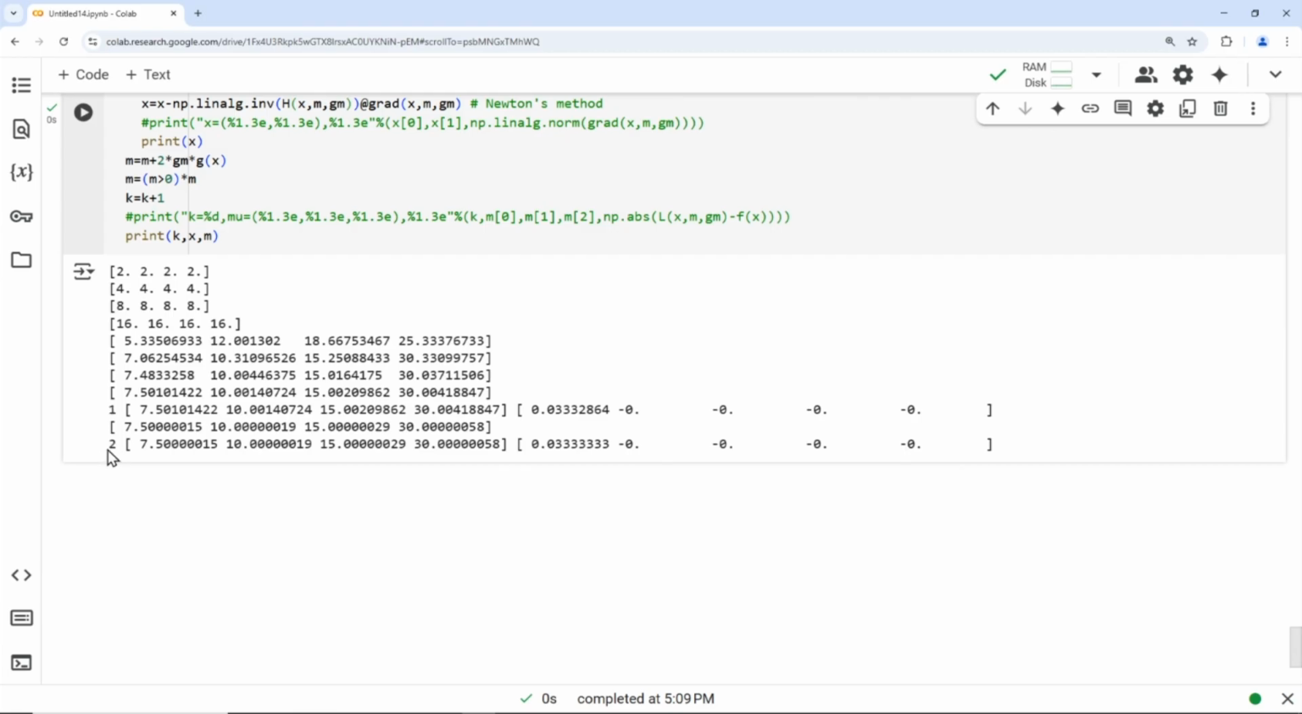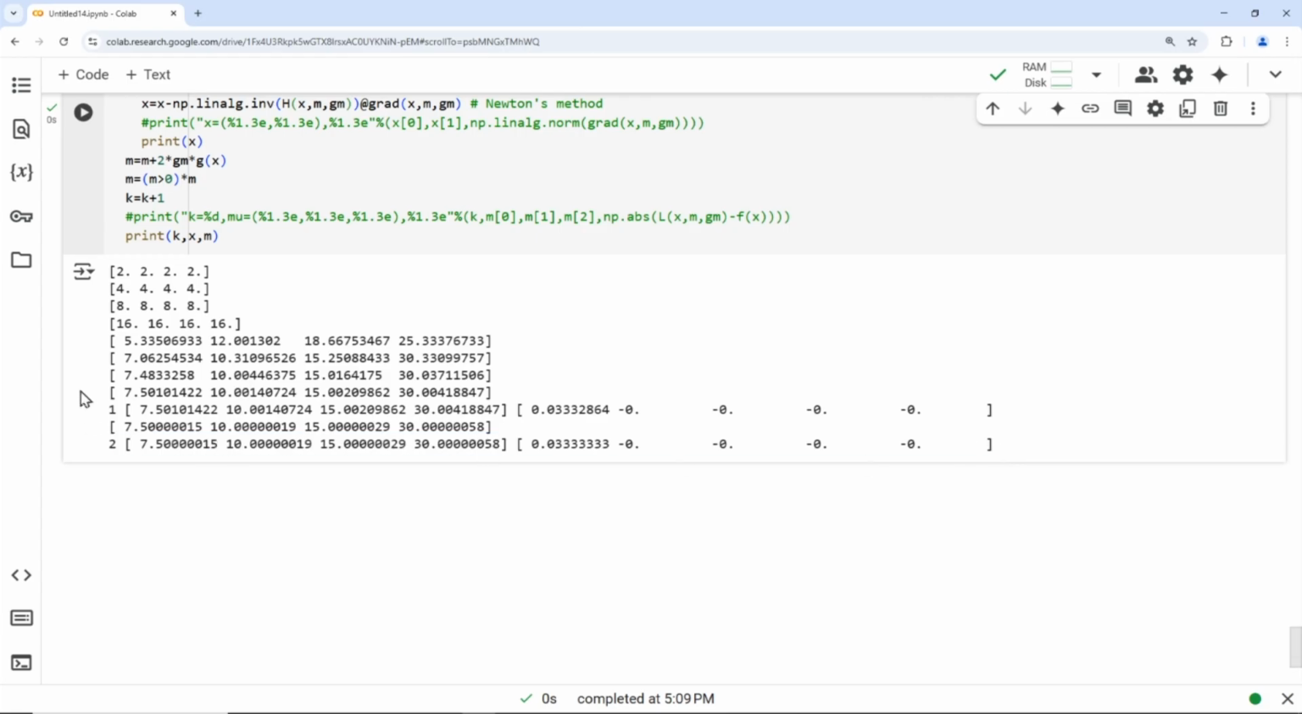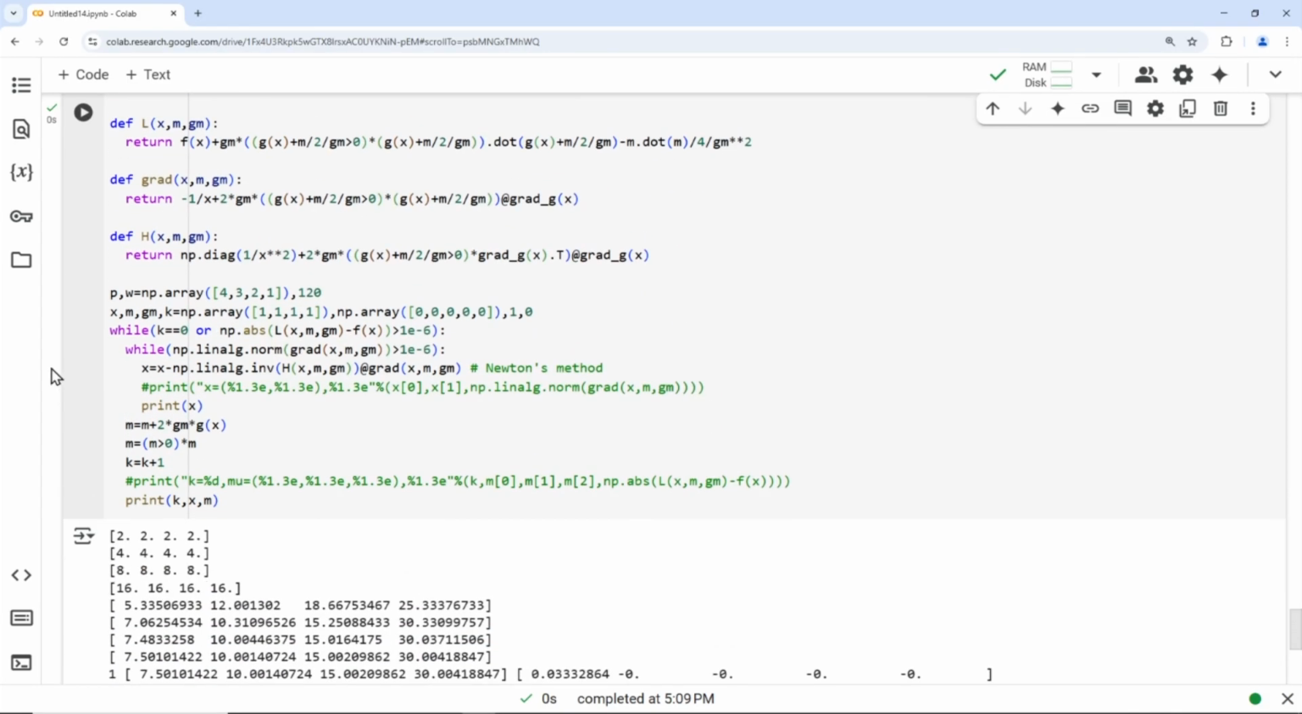Yeah, so 7.5, 10, 15 and 30, and if you see mu, it is 1 by 3 and all zeros, right. So that was the answer that we were looking for. But that is for the specific value of P and W that I just gave.